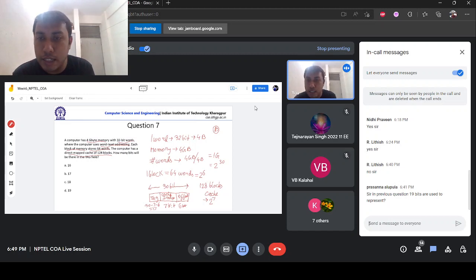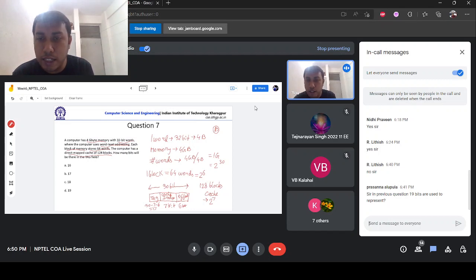Now it says one block has 64 words. So in each block of memory there are 64 words. To represent each word uniquely, we require 6 bits of address. So therefore the offset is 6 bits.